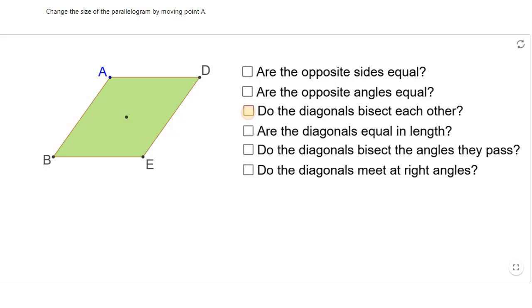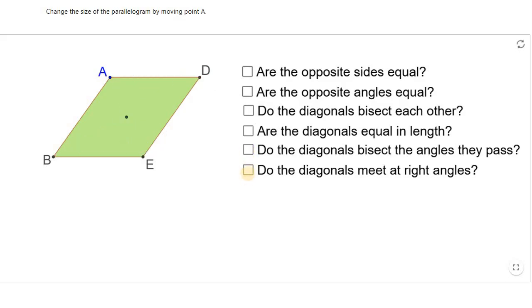Do the diagonals bisect? Yes, they are bisecting. The half of it is 2.81. The other is the same. Yes, they are bisecting. Next, are the diagonals equal in length? Obviously, no, they are not, because one diagonal would be longer than the other. So, do the diagonals bisect the angles they pass? No, because see, the red angle is different, this angle is different. So, no, they are not bisecting the angles they pass through.